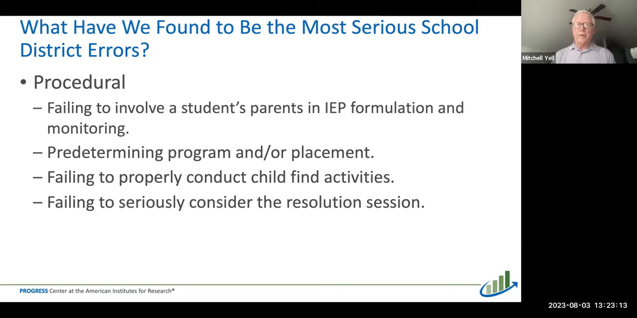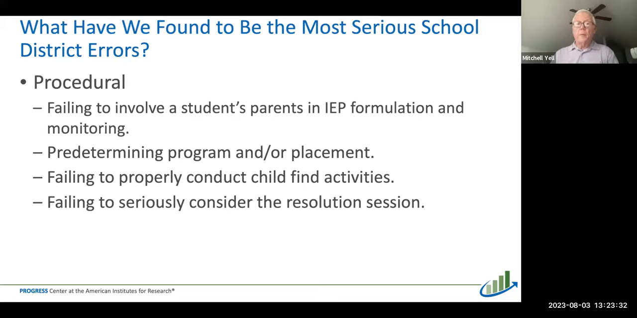Third, failing to properly conduct child find activities. And this is more of a school district procedure that many school districts will have kindergarten roundups, and there's referral systems to find children. We have an affirmative duty to find students with disabilities.